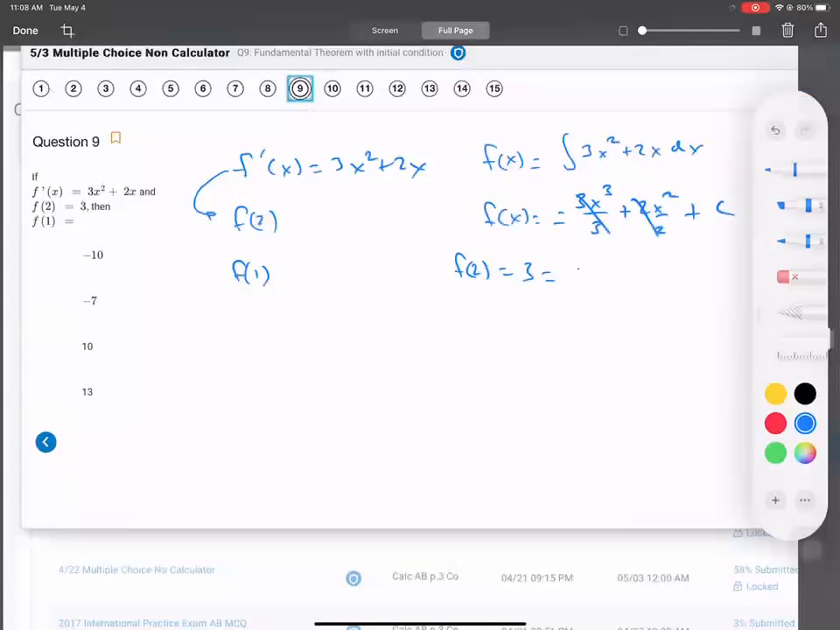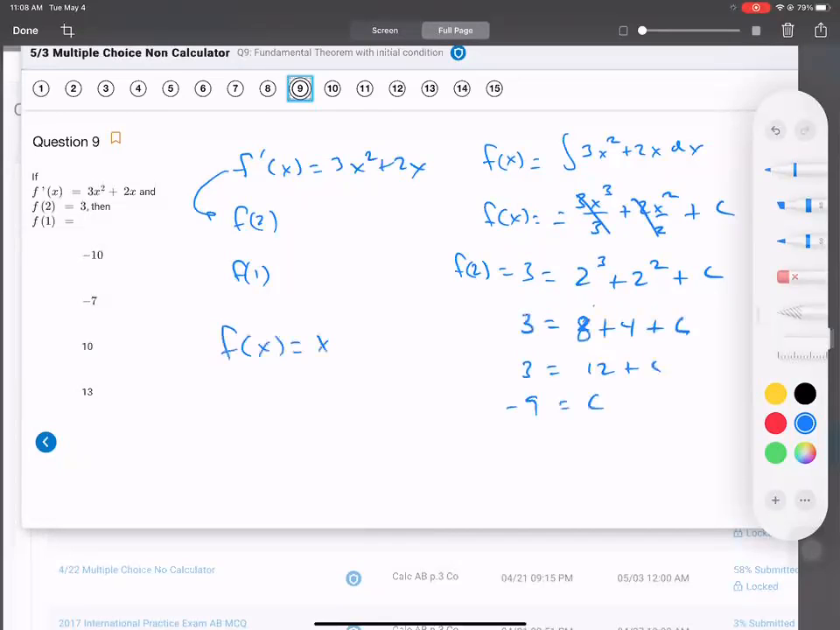So that's going to be 2 cubed plus 2 squared plus c. So how is that going to be 3? Did I do that right? Plug in 2. Okay, so 3 is equal to 8 plus 4 plus c, so 3 equals 12 plus c. c is equal to -9. Okay? So when we rewrite our function, f of x is equal to x cubed plus x squared, not plus, -9.